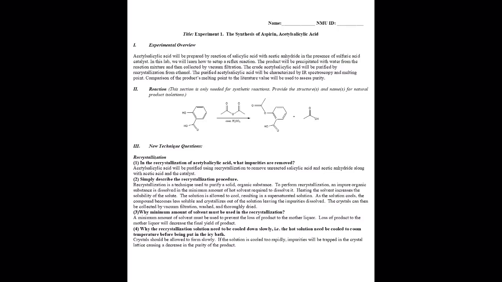In the pre-lab, you need to list the title, and then the experiment overview. The experiment overview includes the reaction and also the isolation. Isolation is after the reaction: how do you isolate your product from the reaction mixture? And then purification: how do you purify your crude product?